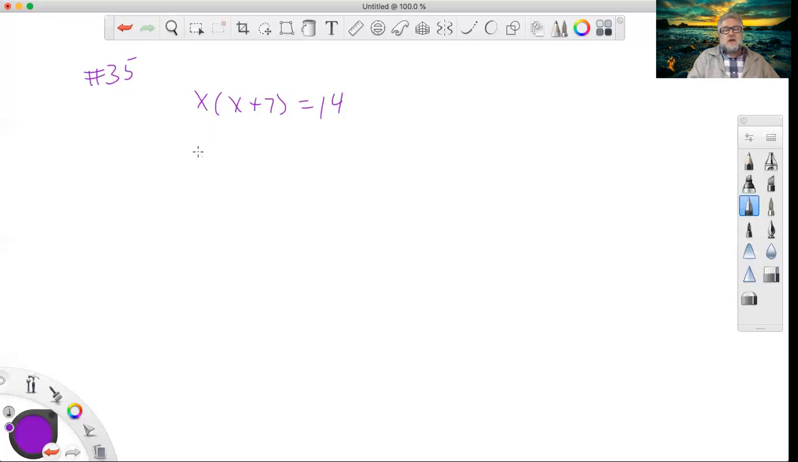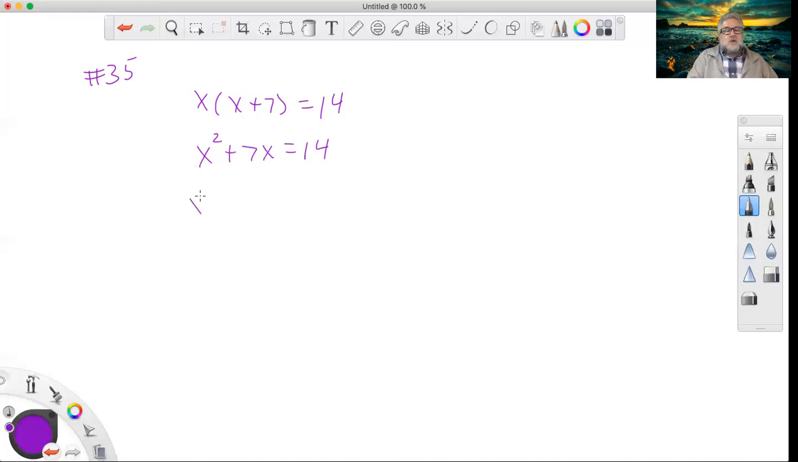x times (x plus 7) equals 14. Okay, so to do this, I got to multiply it out. So this will be x squared plus 7x equals 14. I could do completing the square because I'm already set up for it, but it's an odd number. I don't really like odd numbers because then I get fractions.